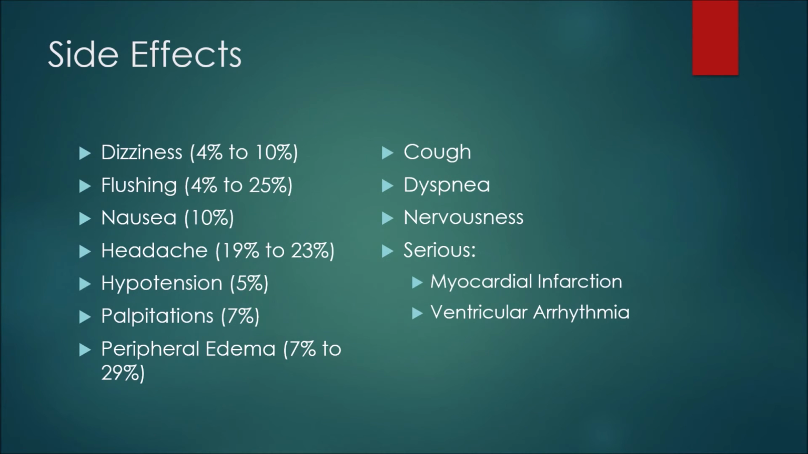Hypotension or low blood pressure seems to happen about 5% of the time, and palpitations may happen 7% of the time. 7 to 29% of patients may experience peripheral edema. Some other common side effects may be cough, dyspnea or difficulty breathing, as well as nervousness. Now, 2 serious side effects would be a myocardial infarction or ventricular arrhythmia.